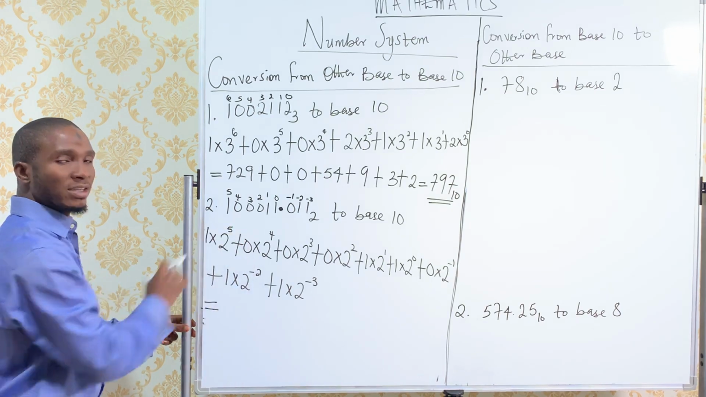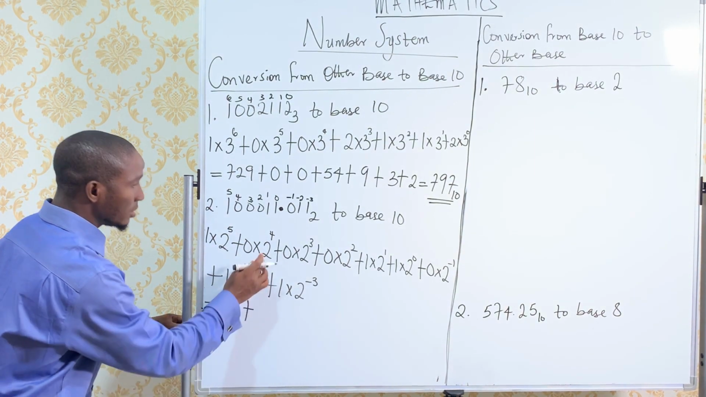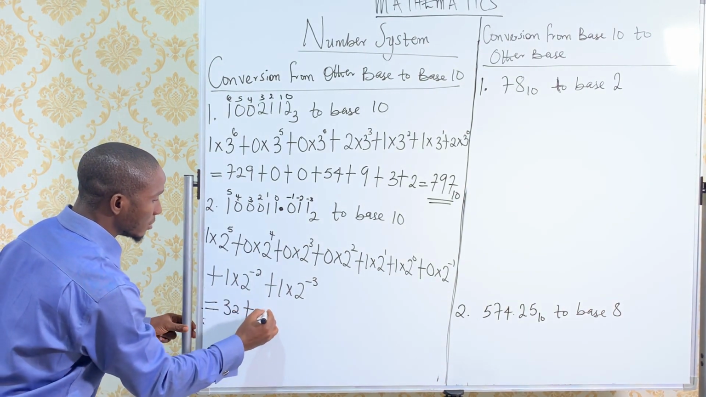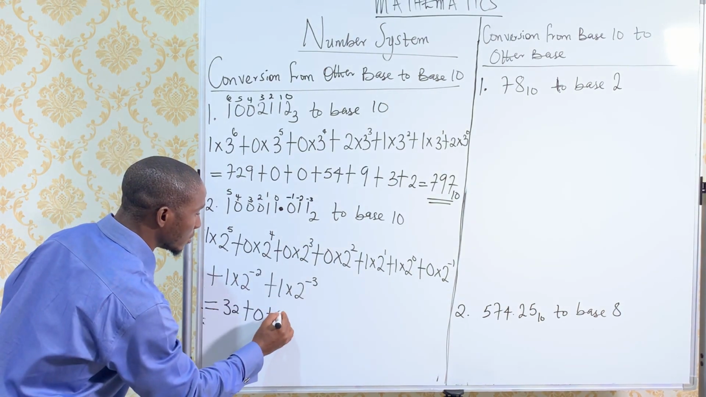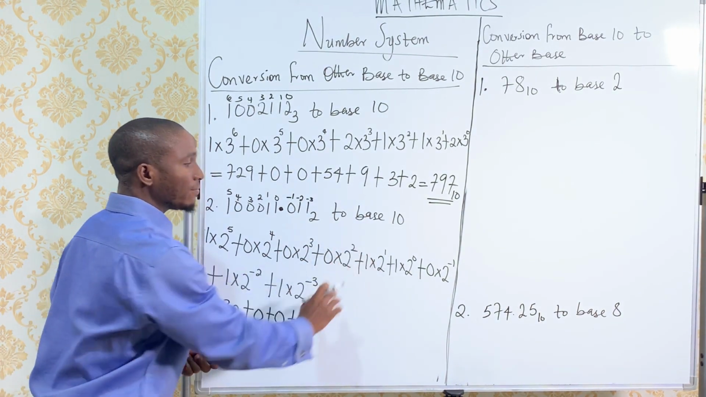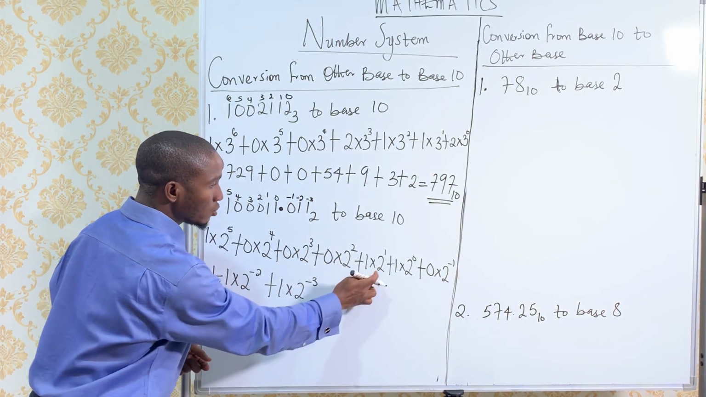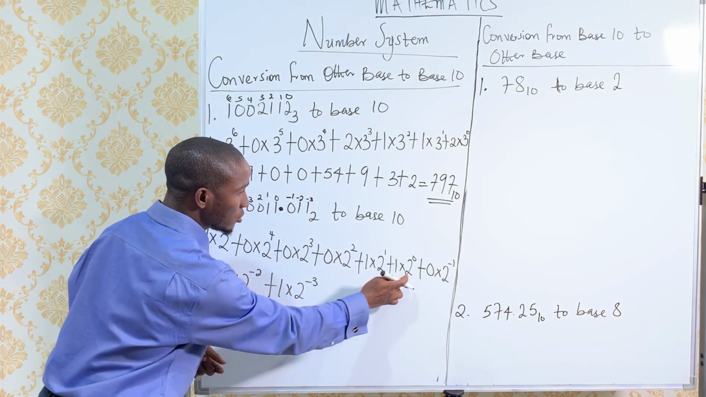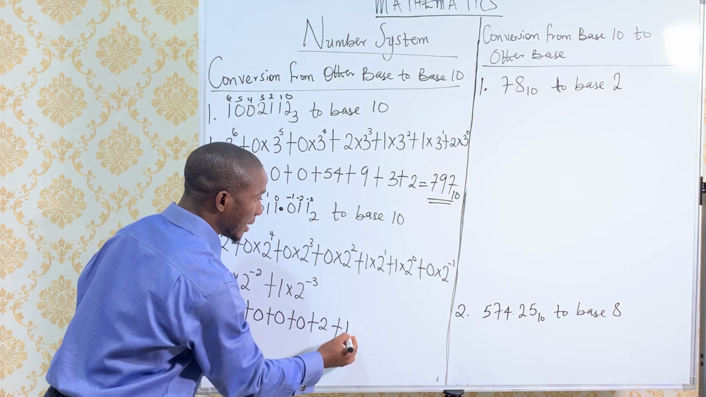2 raised to power 5 is 32. 32 times 1 is 32, plus 2 raised to power 4 is 16. 16 times 0, 0. Plus 2 raised to power 3 is 8. 8 times 0, 0. Plus 2 raised to power 2 is 4. 4 times 0 is 0. Plus 2 raised to power 1 is 2. 2 times 1 is 2. Plus 2 raised to power 0 is 1. 1 times 1 is 1.